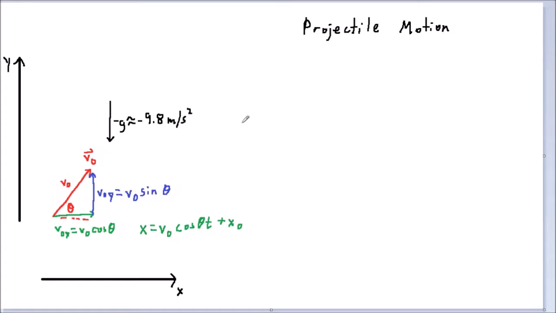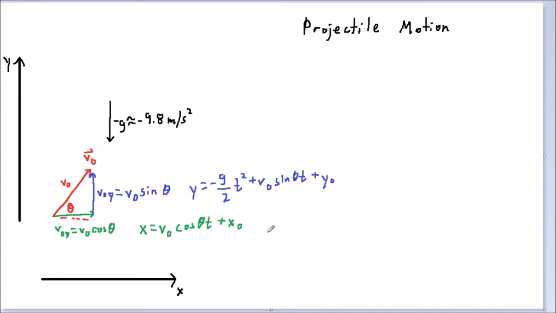So we can remember our constant acceleration equation and just say, well, y equals negative g over 2, so half the acceleration, times t squared, plus the initial velocity, which is going to be v0 sine theta, times t, and finally plus the initial y0.